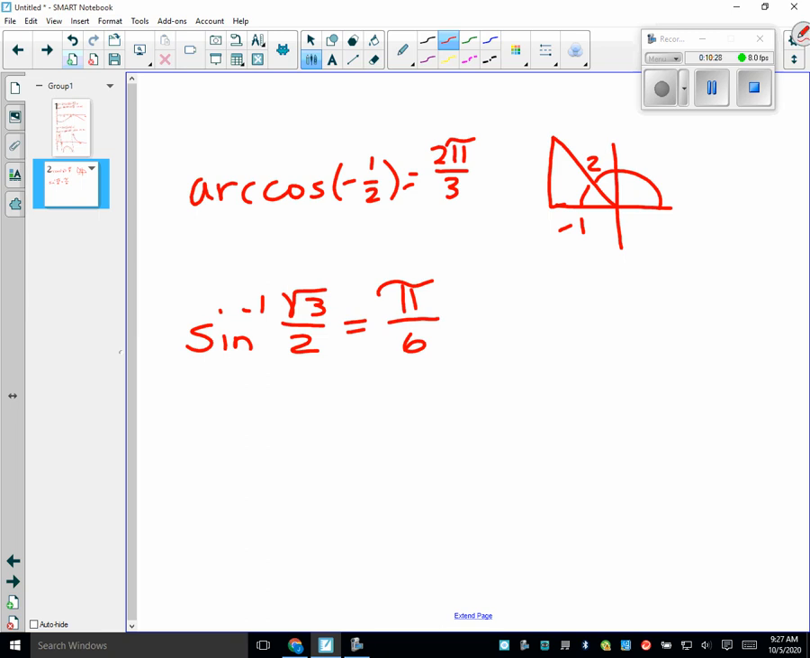Everybody okay with that? So we're just trying to see how far it is from 0. How can it be pi over 3?